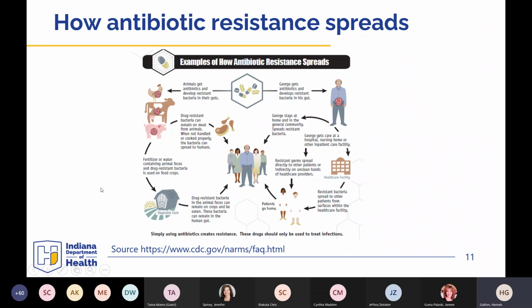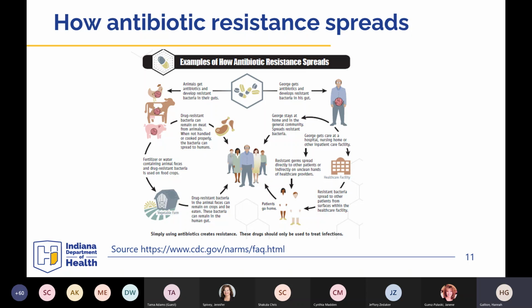This graphic from the CDC shows how antibiotic resistance can spread. It is important to remember that antibiotic resistance can be affected by everything in the graphic, including animals. However, at a facility level, you are likely more interested in the right side of the graphic with George. George was prescribed antibiotics and later developed a resistant bacteria.